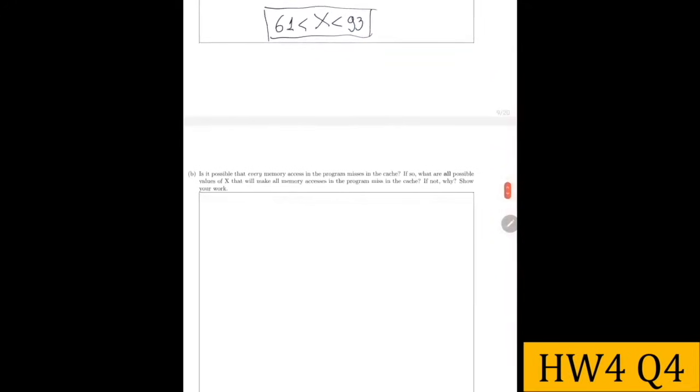Okay, so let's go to the second question. Is it possible that every memory access in the program misses in the cache? If so, what are all possible values of X that will make all memory access in the program miss in the cache? If not, why? Show your work.